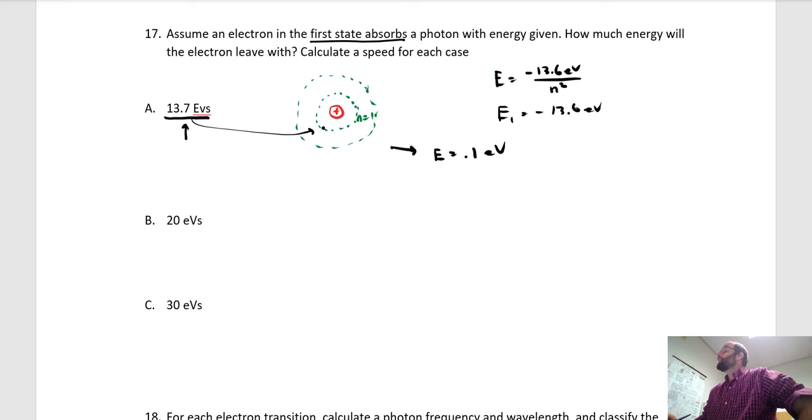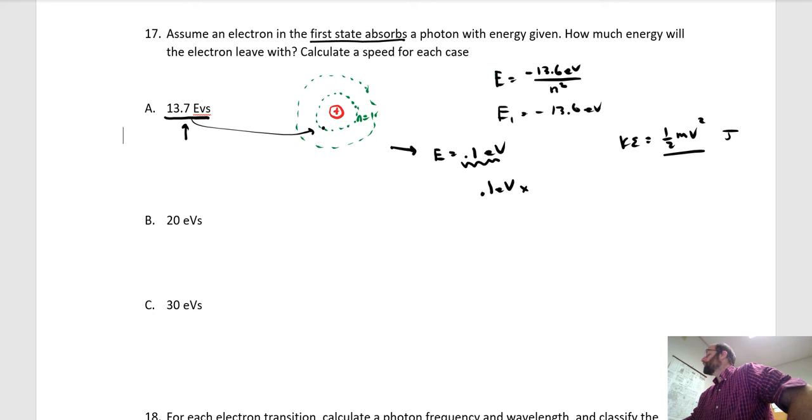And the electron is moving, so this is going to be a kinetic energy. Now, kinetic energy, remember how it's calculated, 1/2 mv squared. But there's kind of a unit issue here. You can't really equate this yet to this, because this is a number in joules, and this is in electron volts. So you need to take the 0.1 electron volts and convert it to joules. The conversion factor is 1.6 times 10 to the minus 19th joules per 1 eV.